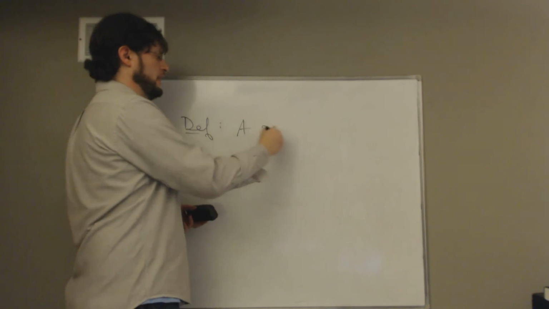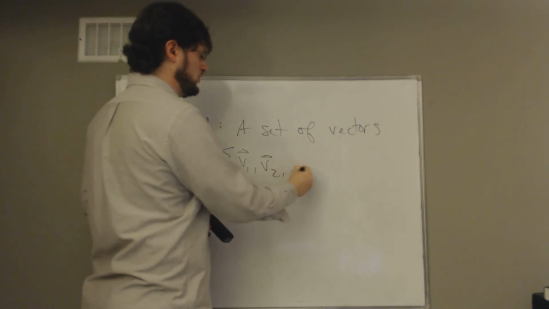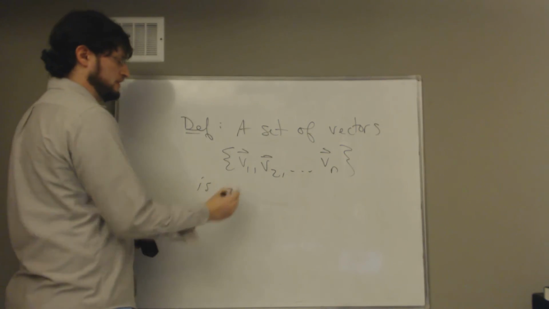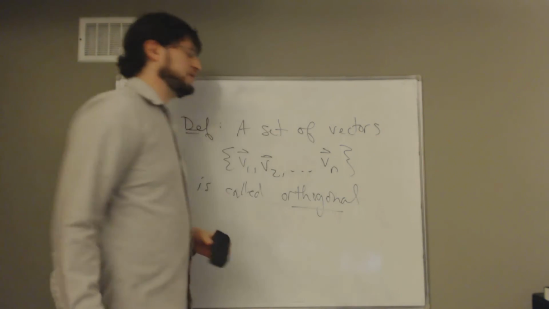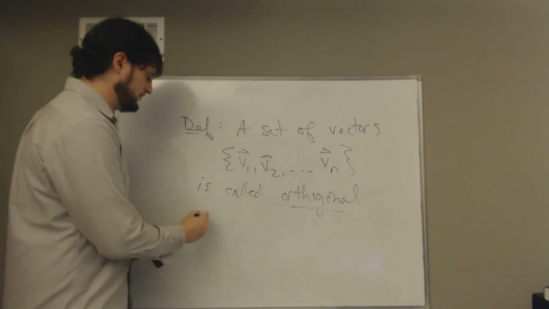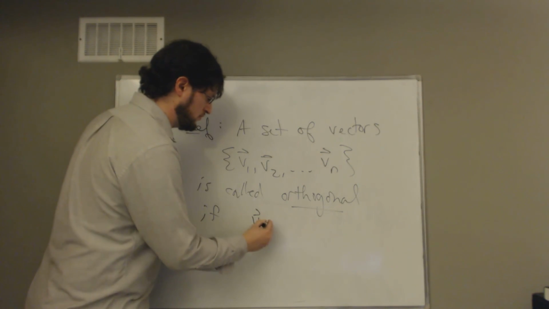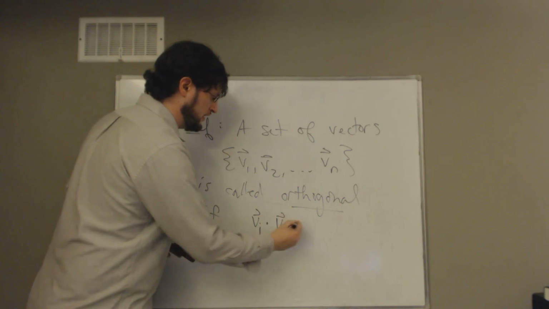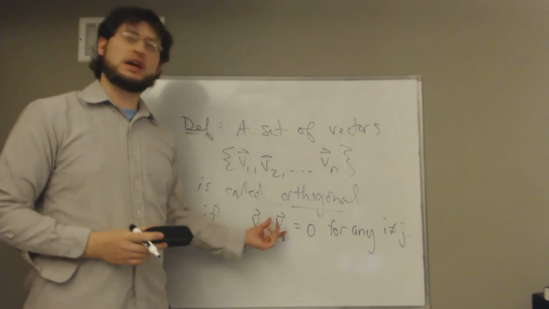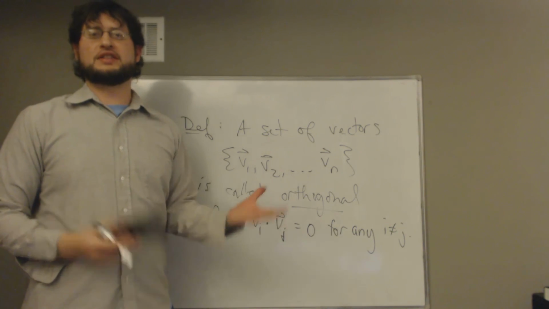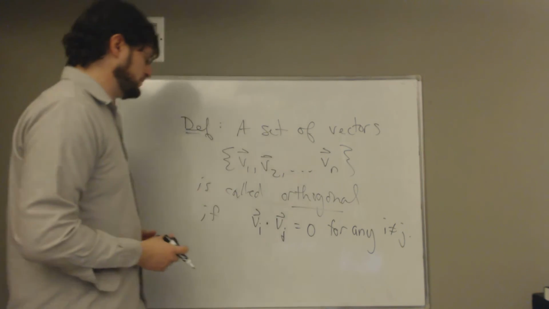Another definition. A set of vectors V1, V2 through Vn is called orthogonal. So the set as a whole is called an orthogonal set if any pairing of the vectors dots to 0. So Vi dot Vj is 0 for any i not equal to j. I can't have the same i and j because V1, say, is not perpendicular to itself. So these things are pairwise perpendicular.